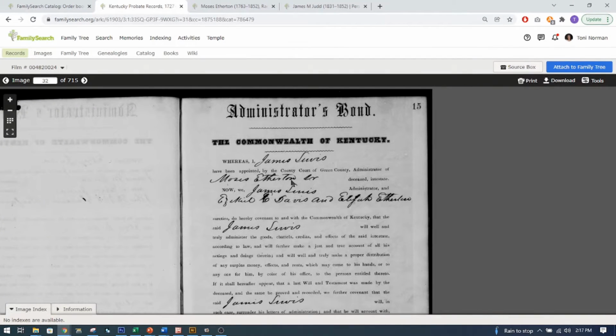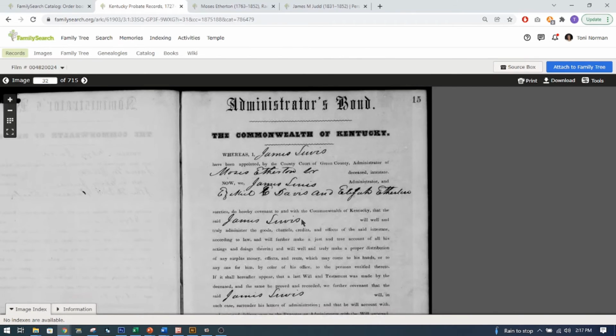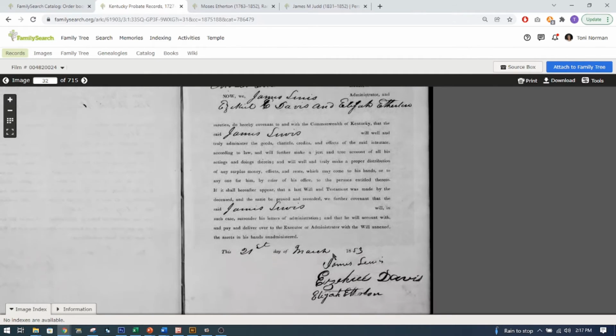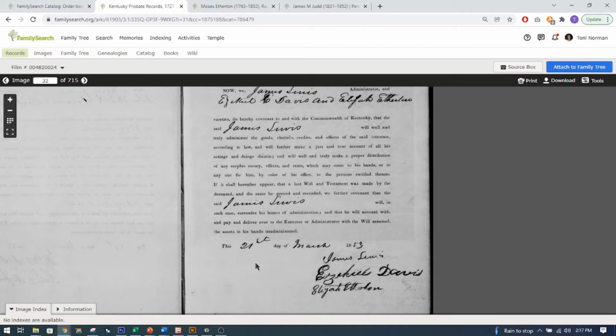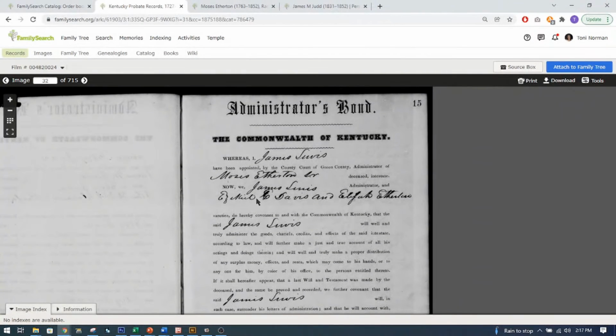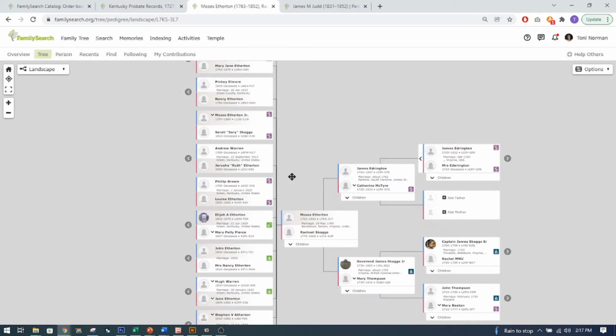Here's Moses Etherton again. This time it said James Lewis is the administrator. So I don't know, here's Elijah Etherton, so he's still putting money up. Something's changed. This is 1853, so this is a year after the other one. I don't know who James Lewis is, but this Ezekiel Davis, I wanted to show you this.